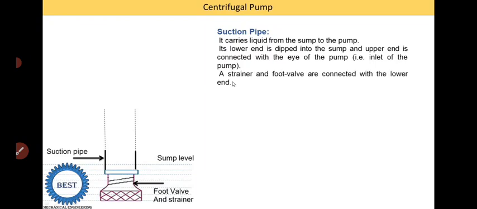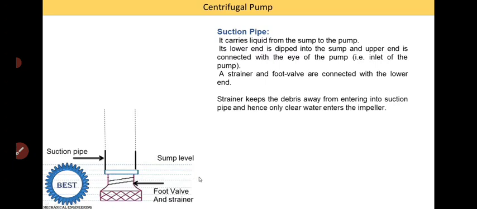Strainer and footwall are connected at the lower end, that already discussed. The strainer, what is the function of strainer? Strainer keeps the debris away from entering into the suction pipe and only clear water enters into the impellers. In the waters there are lots of impurities and waste particles. So they are not supplied, by using the strainer. So only the clean water is supplied into the suction pipe. If any other debris is supplied in this impeller, then it destroys the impellers and creates problems.